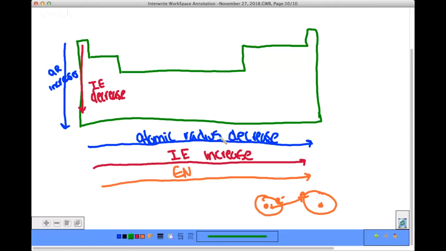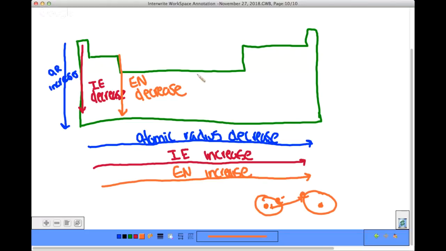So as we go across, because our radius decreases, this nucleus is going to be able to get closer to that electron, which means that the electronegativity is going to increase. As we go down a group, that nucleus is going to get further and further away from that electron, which means that our electronegativity is going to decrease.